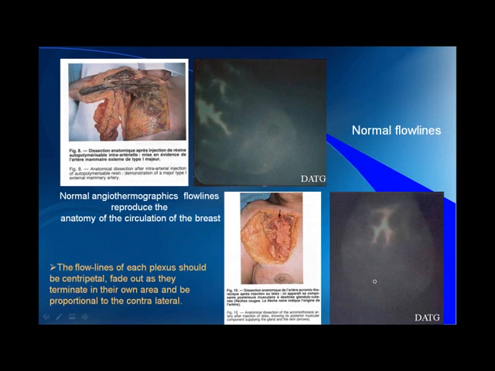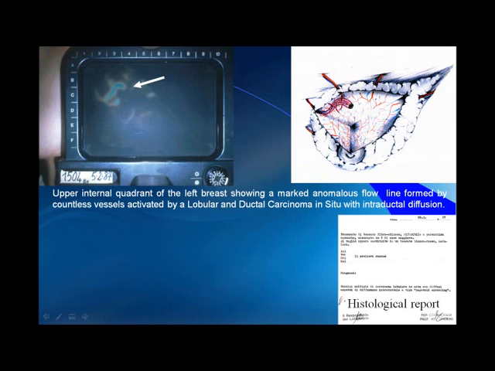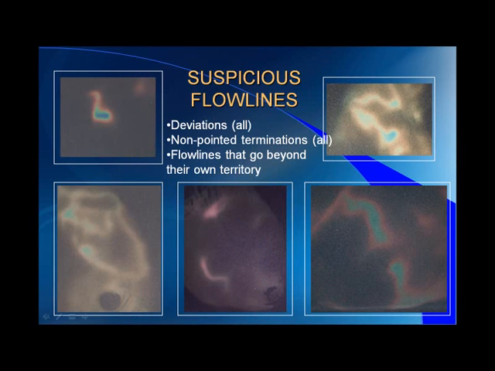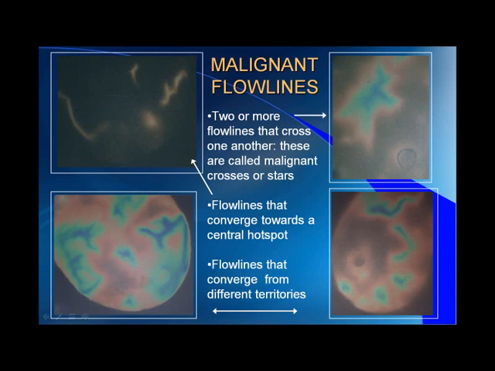This is a normal flow line that points in termination toward the nipple, and when there is an abnormal neoangiogenesis, not normal vascularization, the images are in this fine, not point in termination, like this all suspicion flow line, or a captation of two vessels. The cancer is more easy because we have three vessel, or a malignant star, or all the flow line that converge toward different territory.